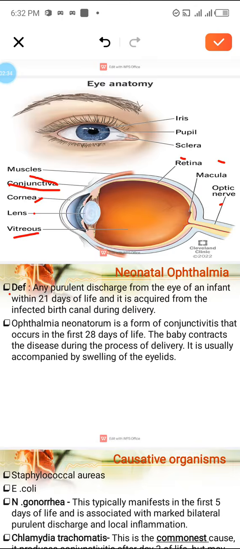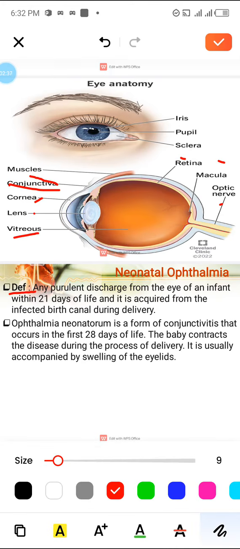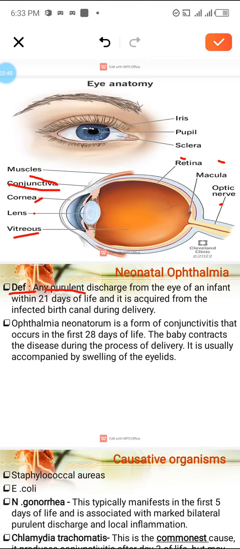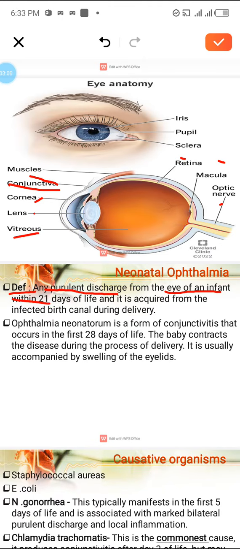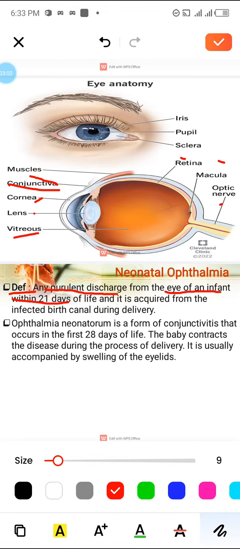Then when you go to the definition, what you need to know is that for neonatal ophthalmia, you can put any words, but at least you should come up with any purulent discharge, meaning any whitish discharge or any pus discharge from the eye of an infant within 21 days, some would say within 28 days of life, and it is acquired. So how does this come about? How should this neonate have an eye problem? How is it acquired?